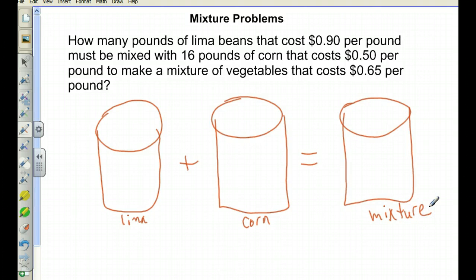If you've ever been to the mall, nut companies do this. They have different kinds of nuts they'll put together into mixtures sometimes. So the cost was 90 cents per pound, 0.90 dollars per pound.